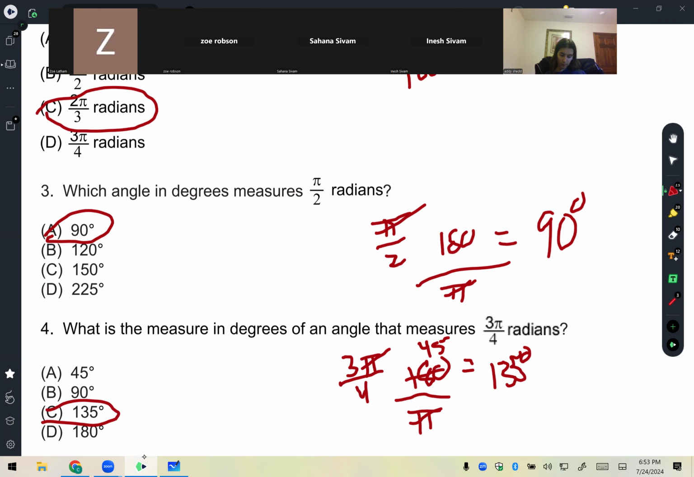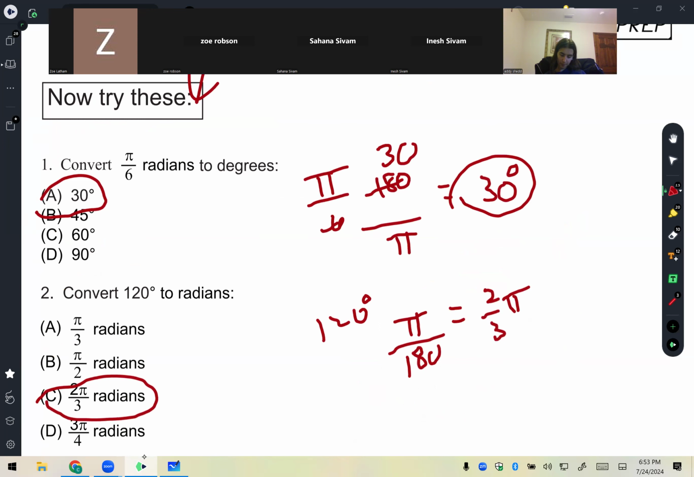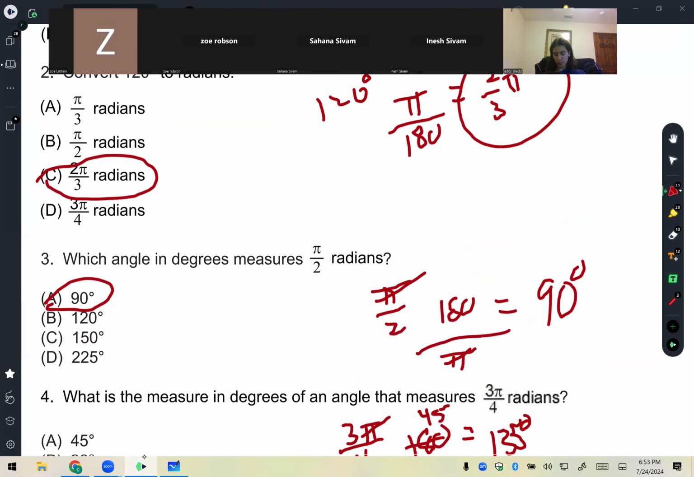Okay. Let's just go through these. So pi over 6 would be 30 degrees. 120 to radians would be 2/3 pi. Pi over 2 is just 90. And 3 pi over 4 would be 135. So let's go to the last, everybody good with that, I'm assuming.